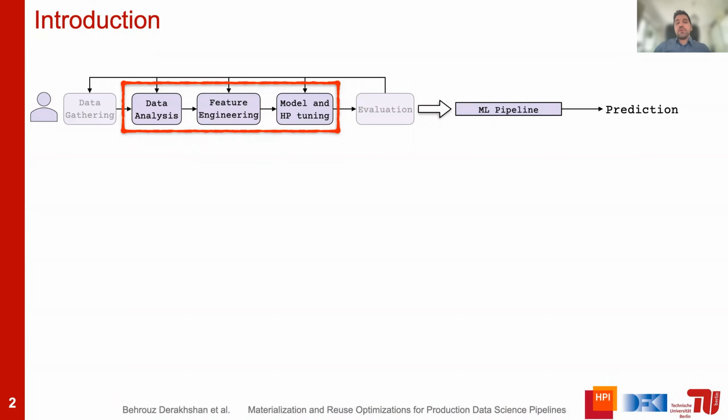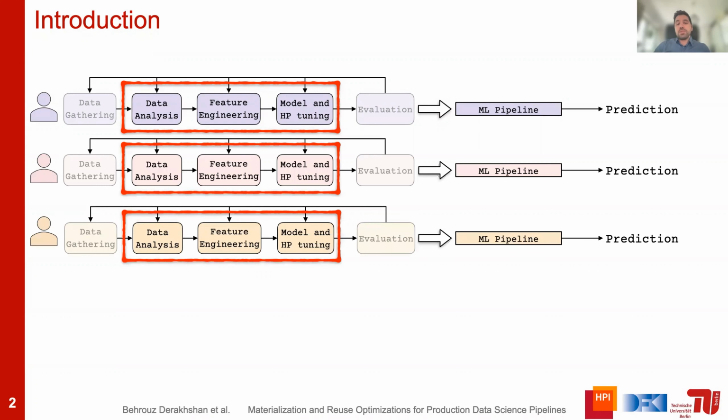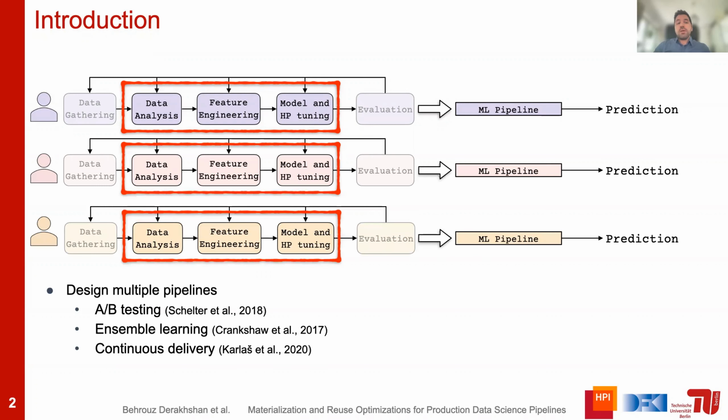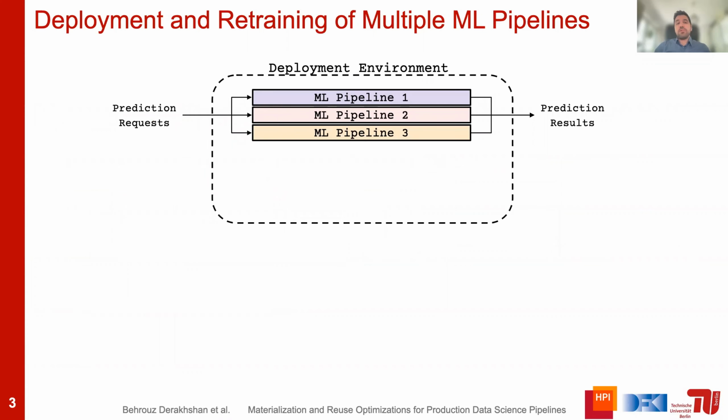This pipeline is then used for answering prediction queries. Typically, one pipeline may not suffice. Several data scientists or the same data scientists design different pipelines with different components. This is common in A/B testing for comparing the predictions of different pipelines, ensemble learning for combining the predictions of multiple pipelines, and continuous integration and delivery for seamless deployment of new pipelines. To fully take advantage of these pipelines, we put them in a deployment environment that enables us to scale and support any number of requests.